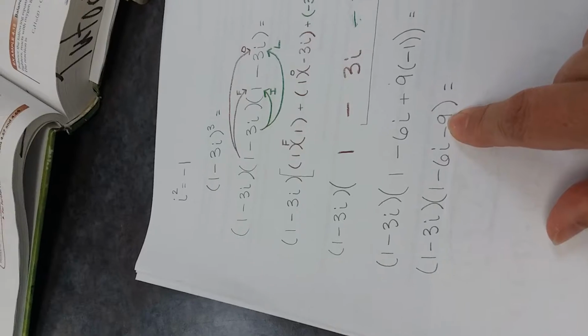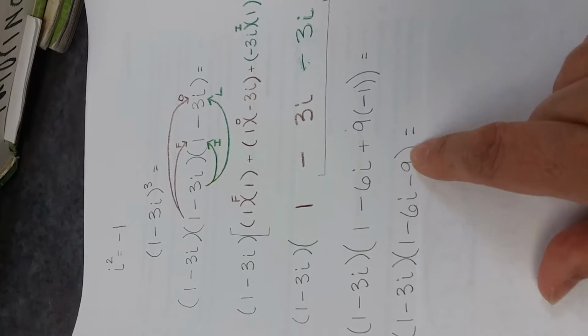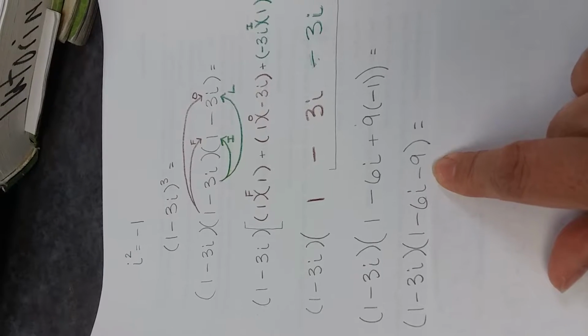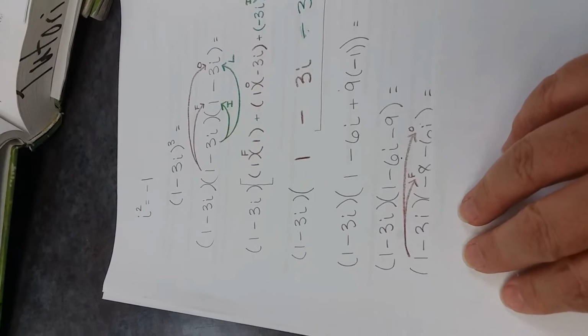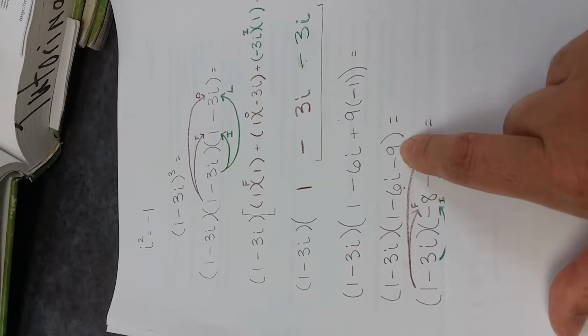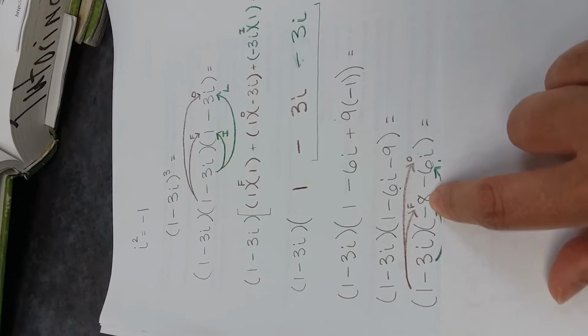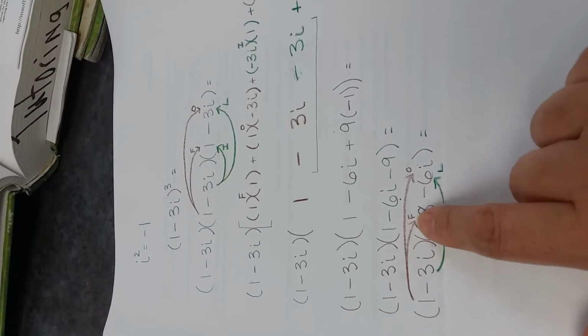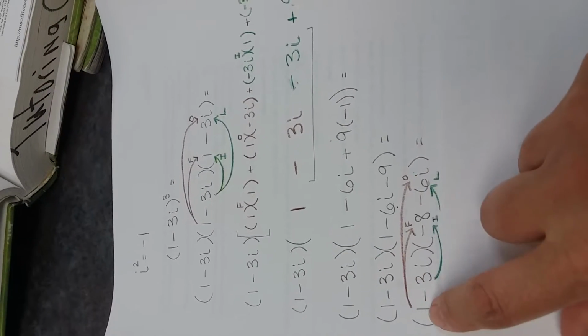Now, my -9 is a constant just like my 1. They're like terms, so I can say 1 minus 9 is -8. So I bring my 1 minus 3i down. 1 minus 9 is -8, and I bring down my -6i. And now I've got these two to FOIL.